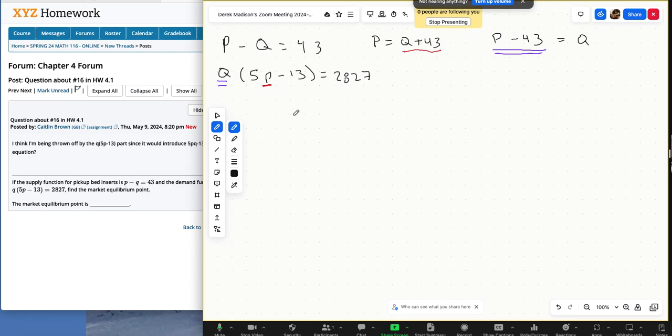So substituting that in for Q, I would get what is still not a very pretty problem. P minus 43 is my new Q, and then that has to multiply 5P minus 13 equals this big old 2827 over there. So then we go P times 5P, so that's going to be 5P squared. And then on the outside, we'd have P times negative 13, so minus 13P. And then on the inside, I would have 43 times 5, so that's 215, I think.